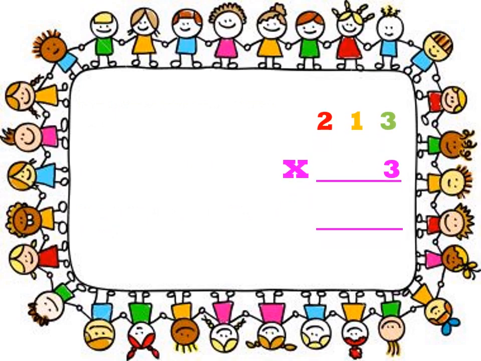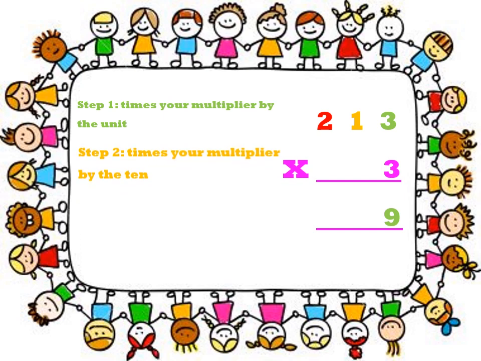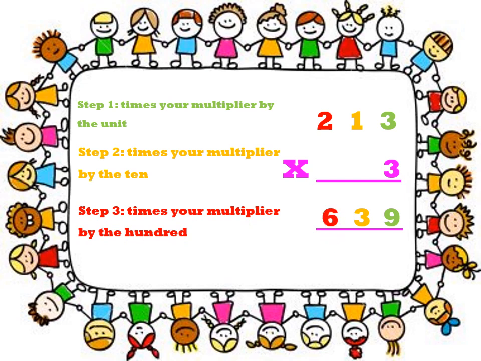Our next example is 213 times 3. Step 1, times your multiplier by the unit. So we are going to say 3 times 3 is 9. Step 2, times your multiplier by the 10. Now we can say 3 times 1 is 3. And lastly, step 3, times your multiplier by the 100. 3 times 2 is 6. So our answer is 639.